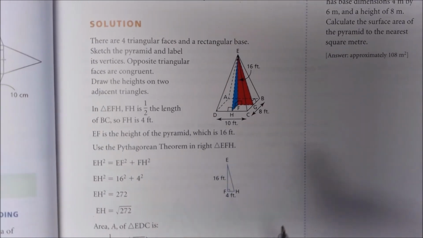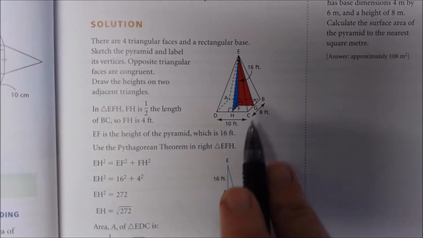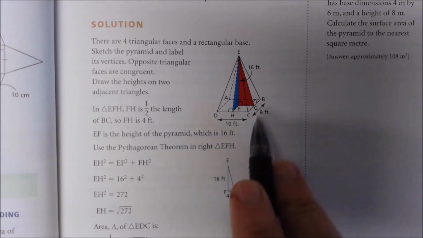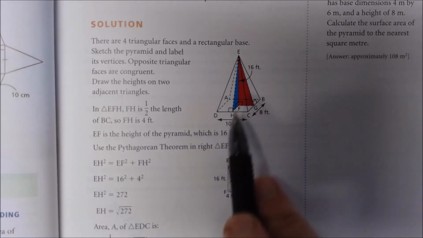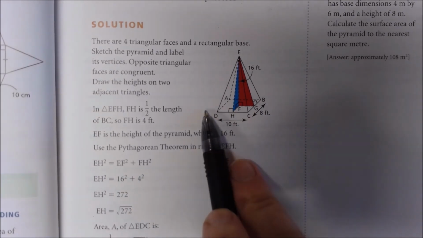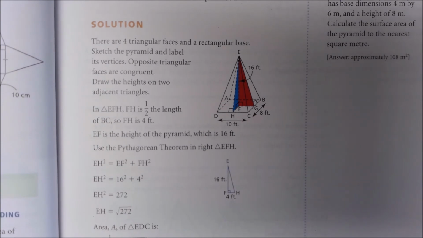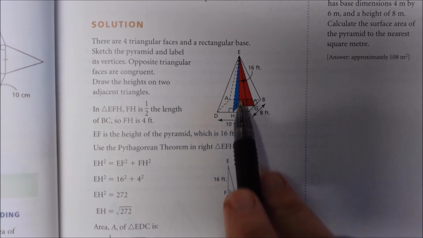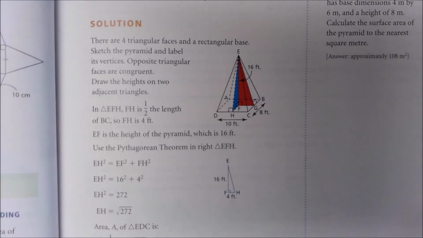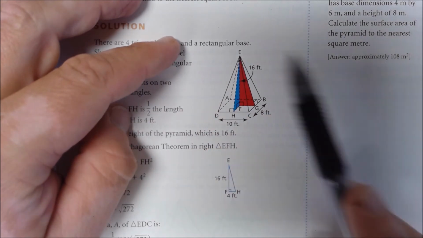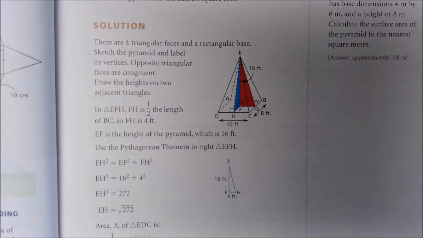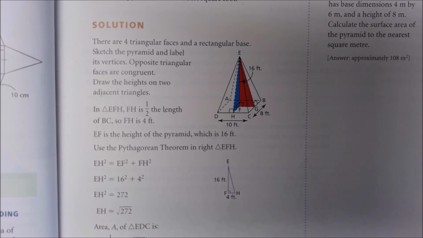So here's the diagram. 10 by 8 is the bottom rectangle. So each two of the triangles are going to have a base of 10, and 2 of them are going to have a base of 8. We have a slight problem here. We don't know the slant height. They're giving us the straight height, right in the middle. We want to know the slant height on the outside. How can we get that?